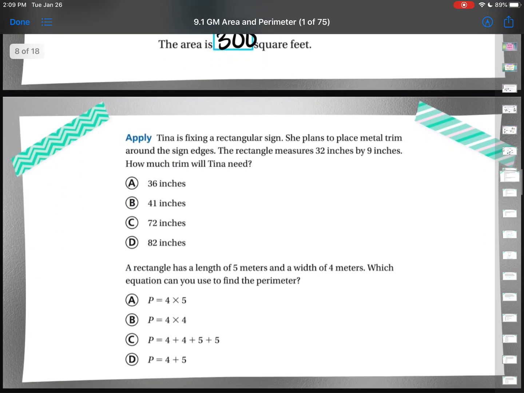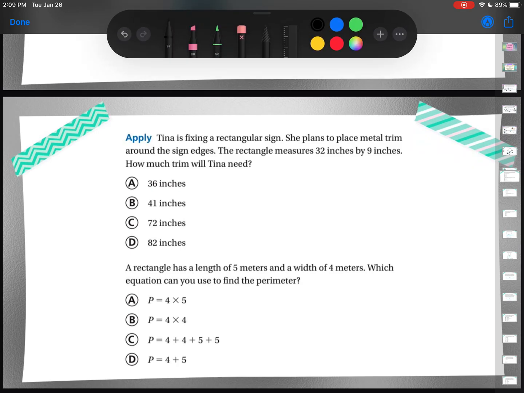Let's do these two together as our last questions. And then y'all can finish the rest. All right, so first one. Tina is fixing a rectangular sign. She plans to place metal trim around the sign edges. The rectangle measures 32 inches by 9 inches. How much trim will Tina need?